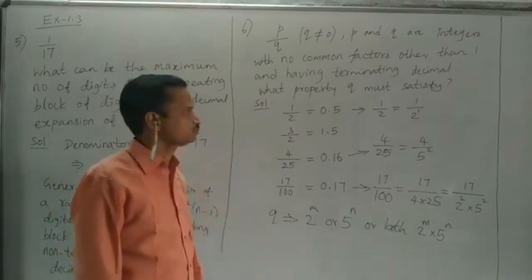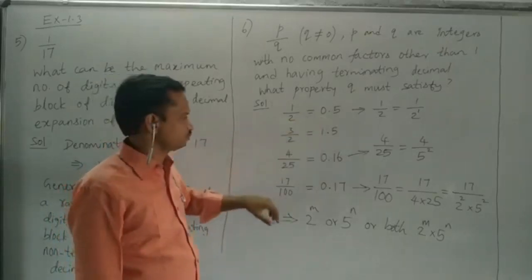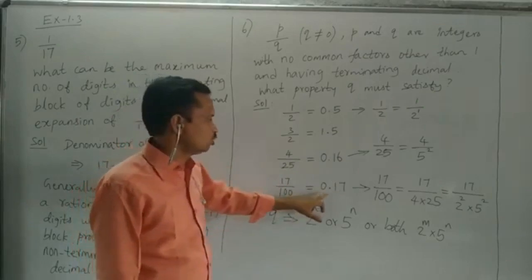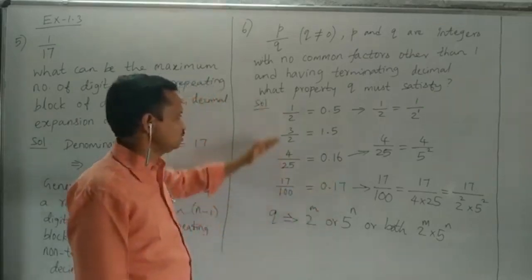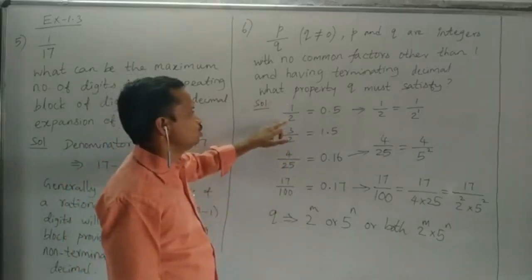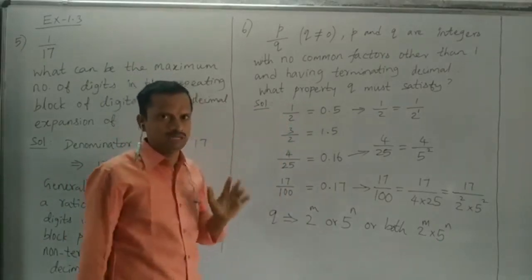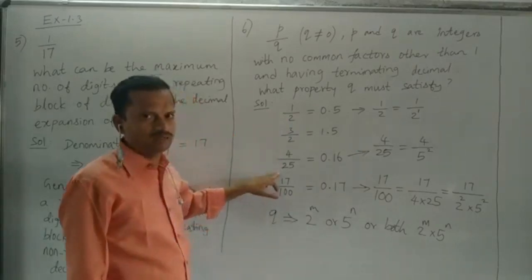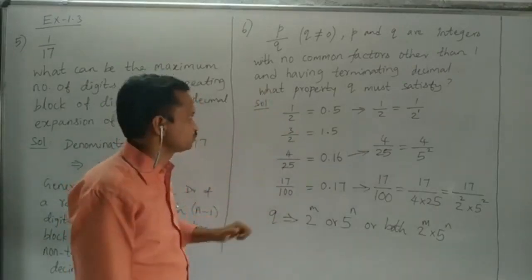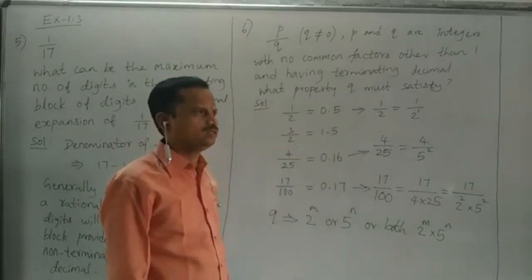q means denominator. For example, take 1 by 2, that is 0.5. 3 by 2, 1.5. 4 by 25, 0.16. 17 by 100, 0.17. In all these p by q form rational numbers, the common factor of p and q, that means here 1 and 2, and here 3 and 2, the common factor is 1. 4 and 25, the common factor is 1. 17 and 100, the common factor is 1. So for such rational numbers, if it is a terminating decimal, then what about q? What can you say about q?